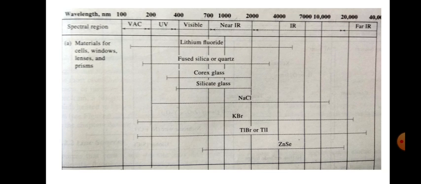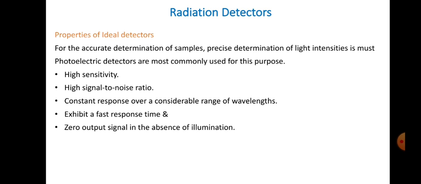Then, as I told you, sodium chloride and potassium bromide are used in IR sample holders. Some others are also there, but the popularly used ones are quartz or fused silica, and glass, silicate glass, can also be used to some extent. Okay, so that is all about the sample holders.